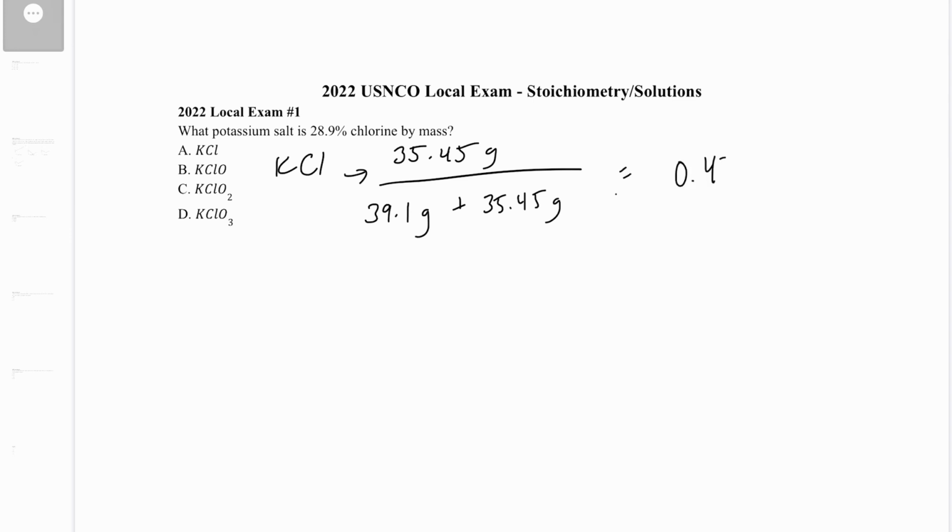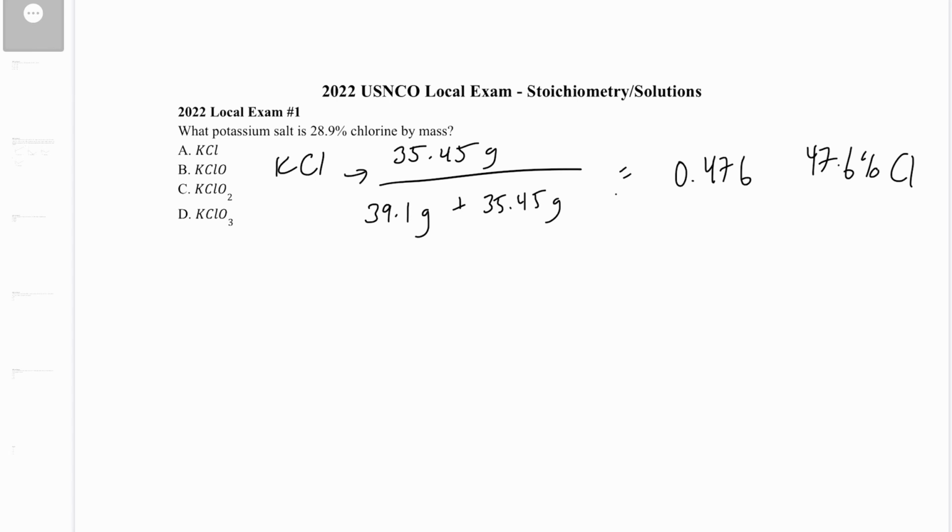In order to find mass percent, you need to take the mass of the chlorine over the mass of the entire compound. So chlorine has a molar mass of 35.45 grams, and the molar mass of the compound is just going to be potassium, which is 39.1 grams, plus the chlorine, which is 35.45 grams. And this comes out to 0.476. So this means that you are 47.6% chlorine by mass in potassium chloride.